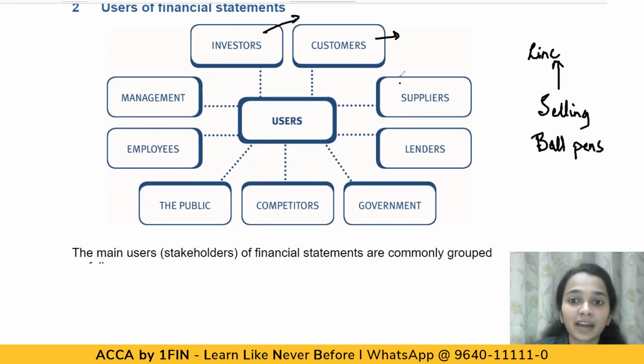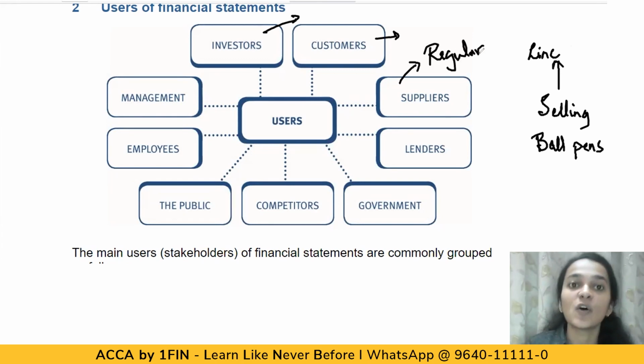Then there are suppliers. Suppliers are someone who has supplied something to the company. Now, a supplier will also want to know whether the company is in a position to pay the amount which is due to the supplier. It may so happen that the supplier has given goods to the company on credit. So the supplier would want to know whether the company is making regular payments or not. So for that, suppliers also are users of financial statements.